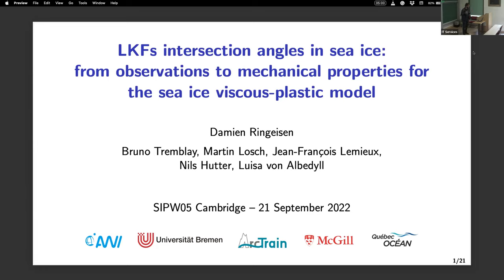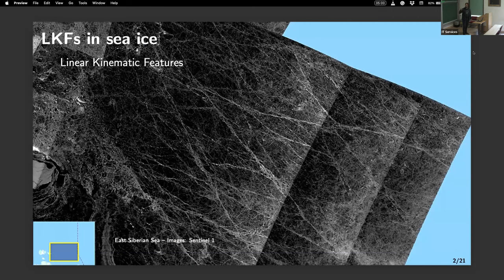viscous plastic model. So when we look at sea ice, this is a Sentinel-1 image from the East Siberian Sea. We can see these lines of deformation, and that's what we call the linear kinematic features, or LKF. You can see here that they intersect a lot, and that's what we are going to look at when I say intersection angle.